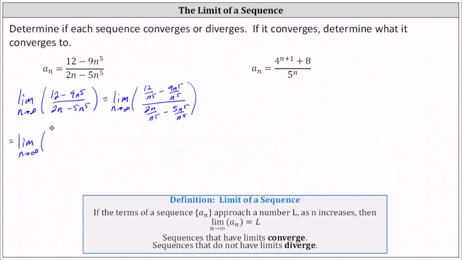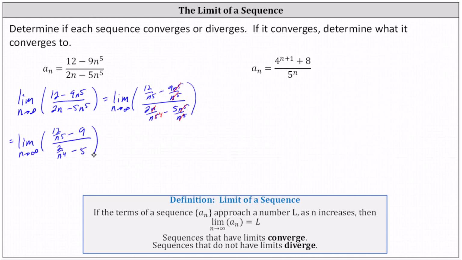12 divided by n to the fifth doesn't simplify. Minus n to the fifth divided by itself simplifies to 1 here as well as here. In the numerator, we have 12 divided by n to the fifth minus 9. In the denominator, one factor of n simplifies out for 2n divided by n to the fifth, giving us 2 divided by n to the fourth. And then we have minus 5.